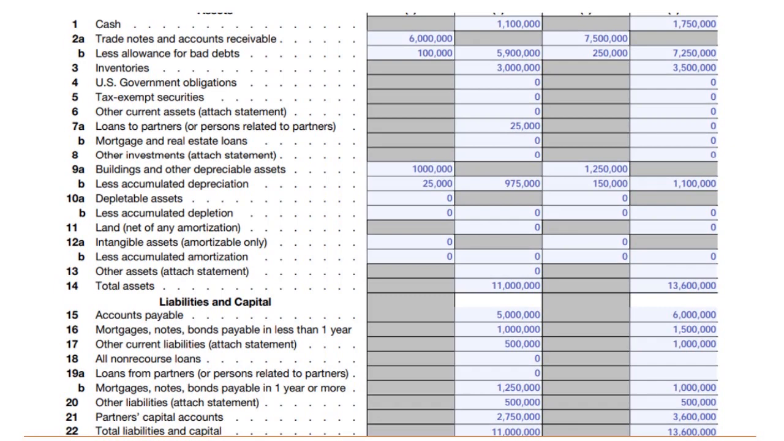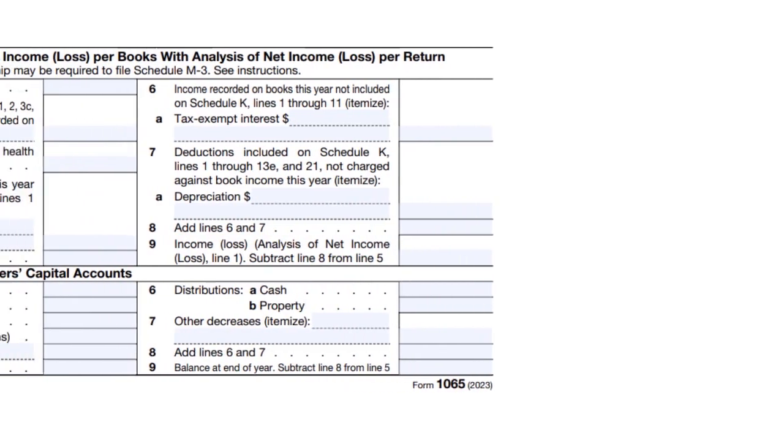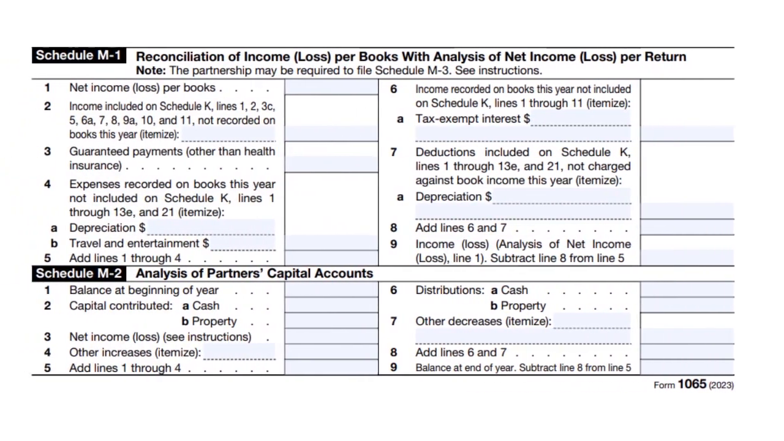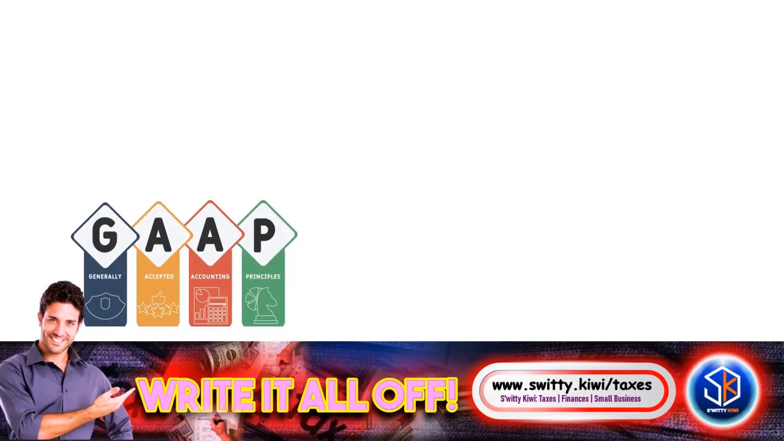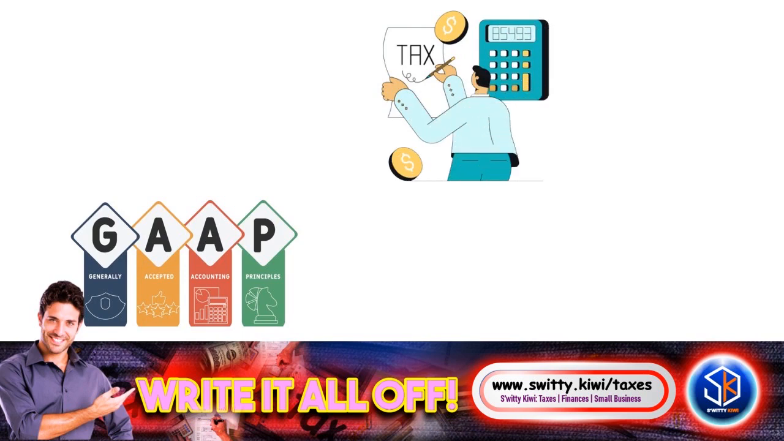And then here we have Schedule M1. So Schedule M1, basically you have the reconciliation of income loss per books with analysis of net income loss per return. And Schedule M2, you have analysis of partners' capital accounts. So when we talk about difference between U.S. GAAP income and taxable income, or even balance sheet information for that matter, you are talking about deferred tax assets and deferred tax liabilities.